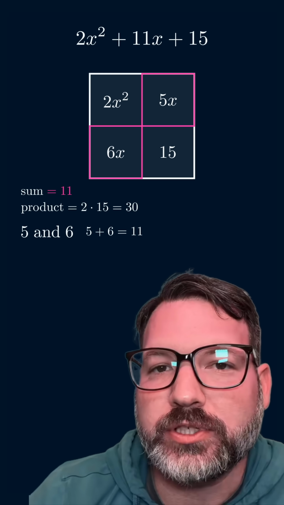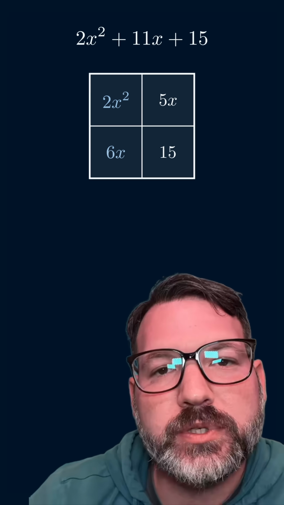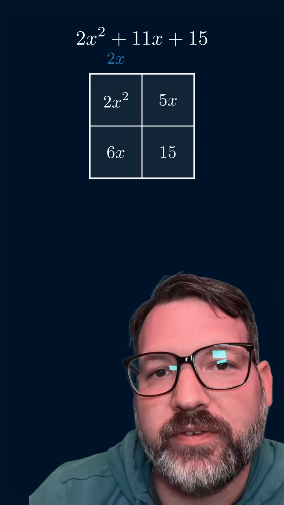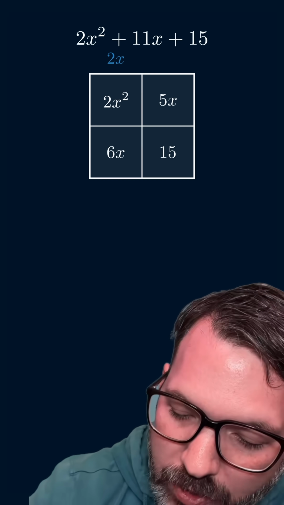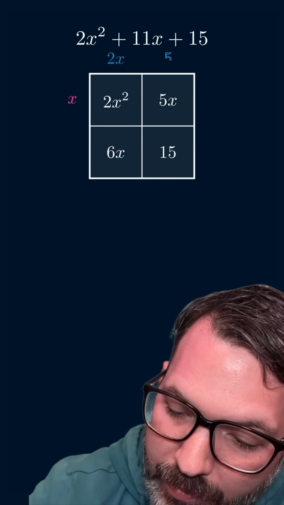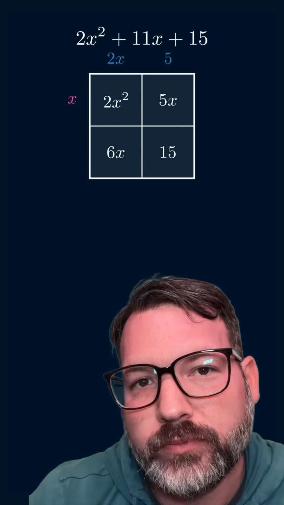The process now is just about looking for common factors on our rows and columns. For example, 2x squared and 6x have a 2x in common. So that's what must have gone above that particular column. 2x times what makes 2x squared? x. So that must be what we were multiplying by. For that matter, x times what makes 5x? 5. So that must be what we were multiplying by on that right-hand column.